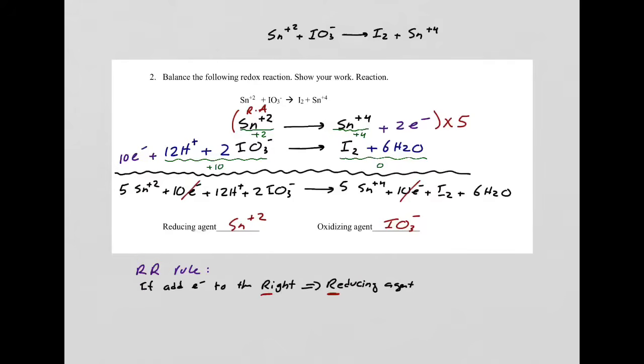Well, check this out. Here, you have Sn+2 going to Sn+4, going from +2 to +4. What happened? When you go +2 to +4, you became more positive, right? When you become more positive, that is oxidation. Now remember, if you get oxidized, you are the reducing agent. So if this one got oxidized, the other one has to get reduced, but let's go over it anyway.